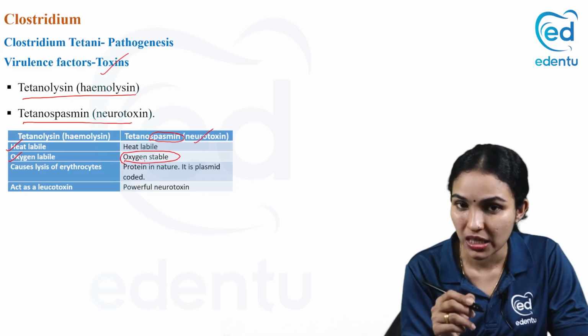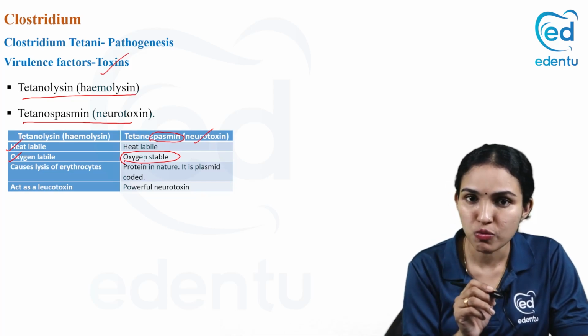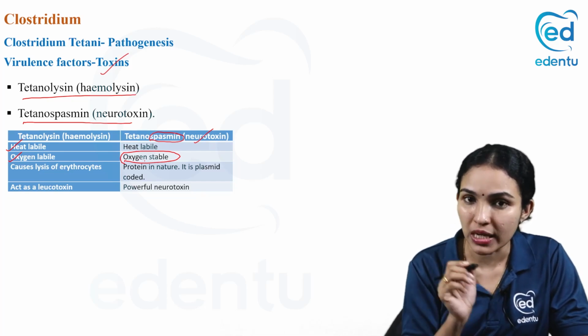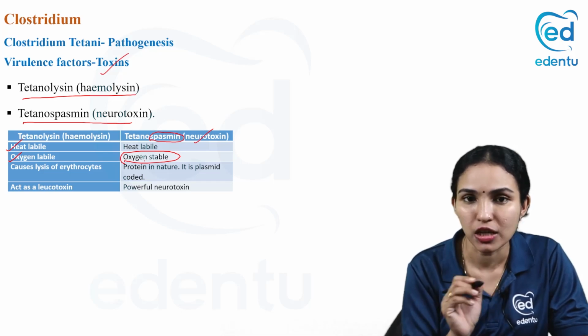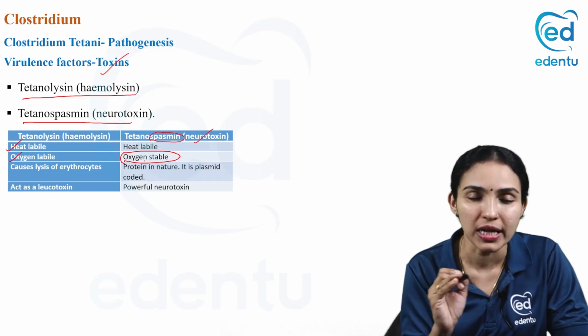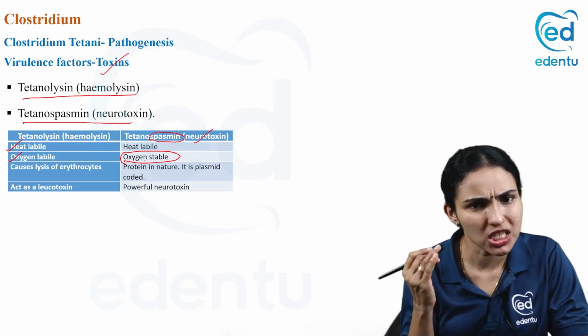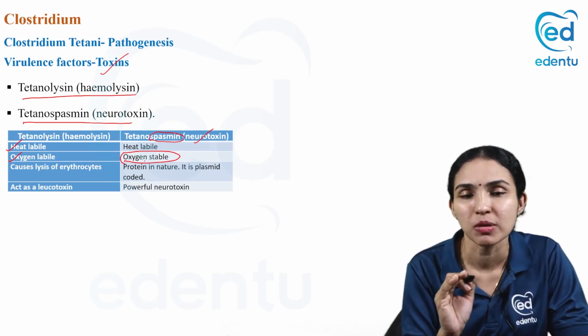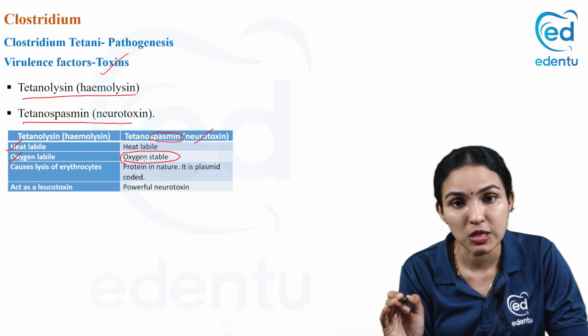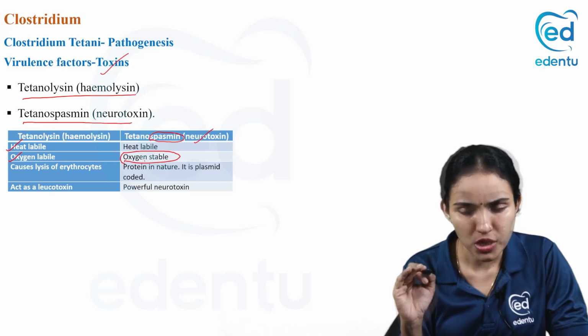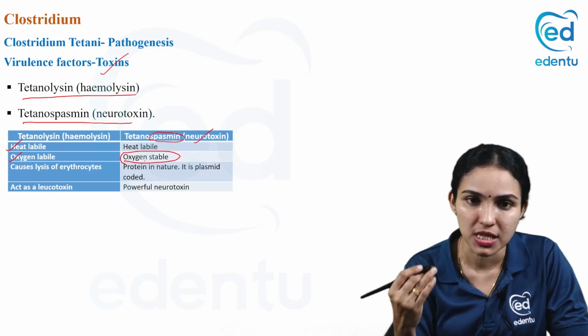Clostridium is an anaerobic bacteria. The toxins produced by Clostridia, like tetanolysin, are oxygen labile. It cannot withstand oxygen. L for L, remember, lysin is labile. Just leave the heat part. We can just remember the oxygen part. And tetanospasmin is oxygen stable. So it can even be active in the presence of oxygen.